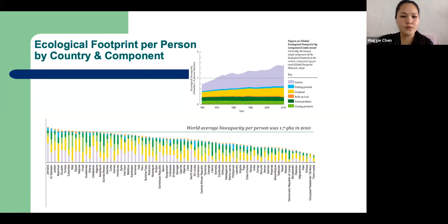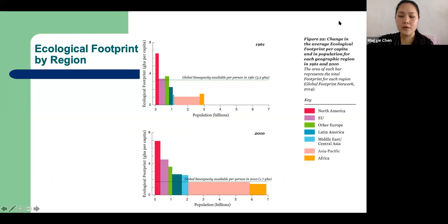So now if we're looking at over time, did this change over time throughout the world? At the top chart, we have 1961, showing population in billions and ecological footprint per capita, per person.